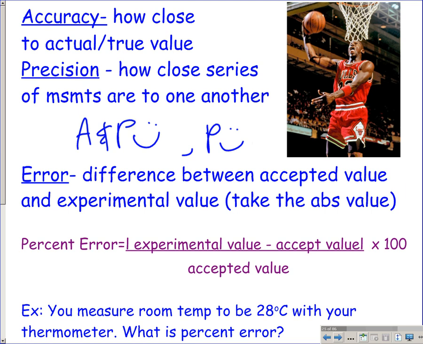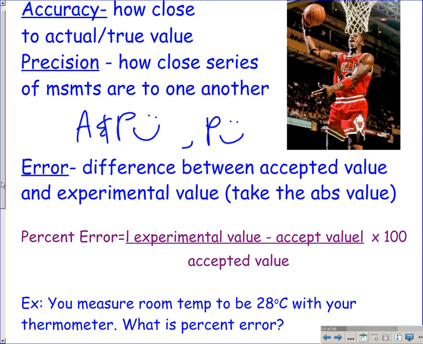Percent error. So we do a lot of measurements. We deal with a lot of data. Sometimes you're super, super precise. Like you measured the same exact measurement every single time you did it, but your measurement was like 10 degrees off from mine, which mine may have been the accurate one, or yours may be the accurate one. Doesn't matter. So there's some discrepancy between the value I was looking for, called the accepted value, and the value you got in your experiment, called the experimental value.